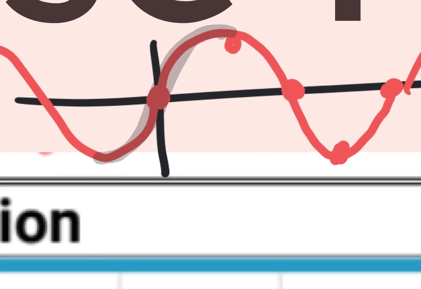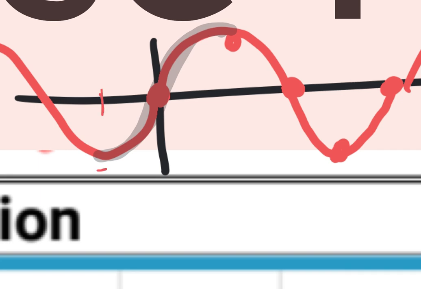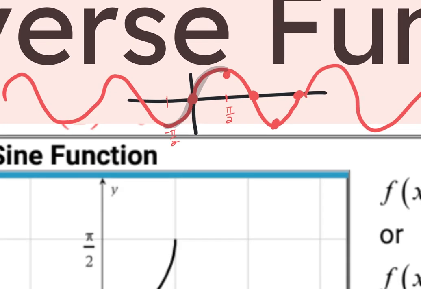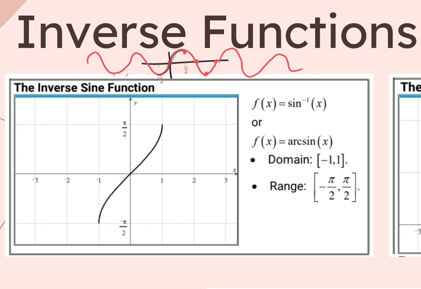These coordinate points here are negative pi over 2, and here positive pi over 2. So we restrict the sine curve from negative pi over 2 to positive pi over 2 when we invert it. And then if I invert it, if I switch my x and my y coordinates, 0, 0 still stays 0, 0.